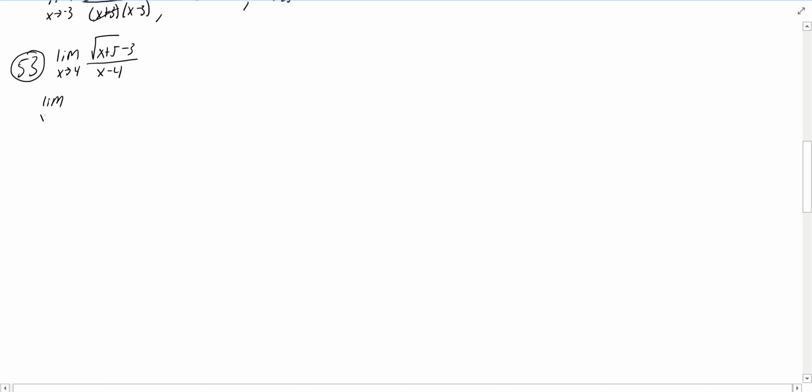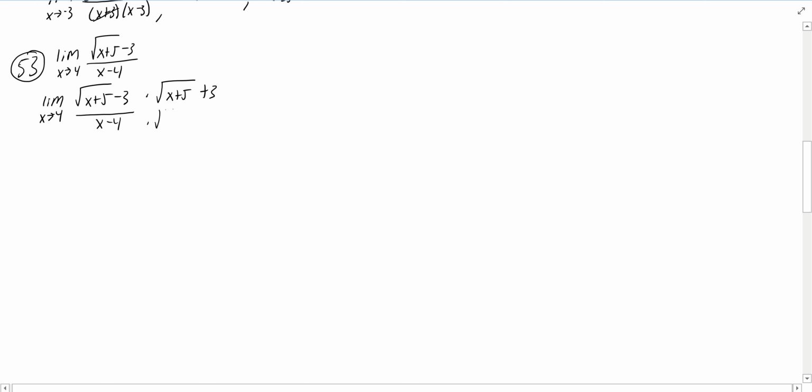So we have the limit as x goes to 4, and what we're going to do is we have the square root of x plus 5 minus 3, and all that we're going to do is multiply this by the square root of x plus 5 plus 3. And then we're going to incorporate our denominators here. So we have x minus 4.